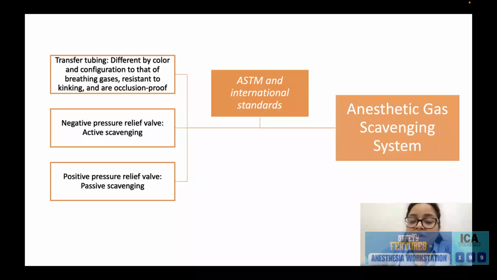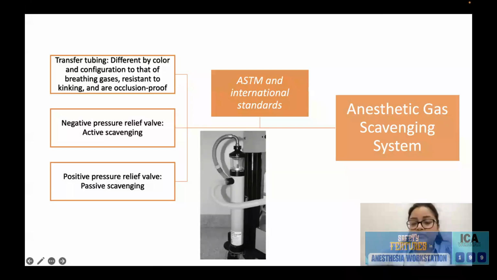Then the transfer tubing. After we have collected the waste gases, the gases are transferred into the receiving system with the help of transfer tubing. This transfer tubing should be of a different color and configuration to that of the breathing gases in order to avoid confusion. It should be resistant to kinking and occlusion proof. It should have very low resistance to gas flow. This is a picture of an active scavenging system.